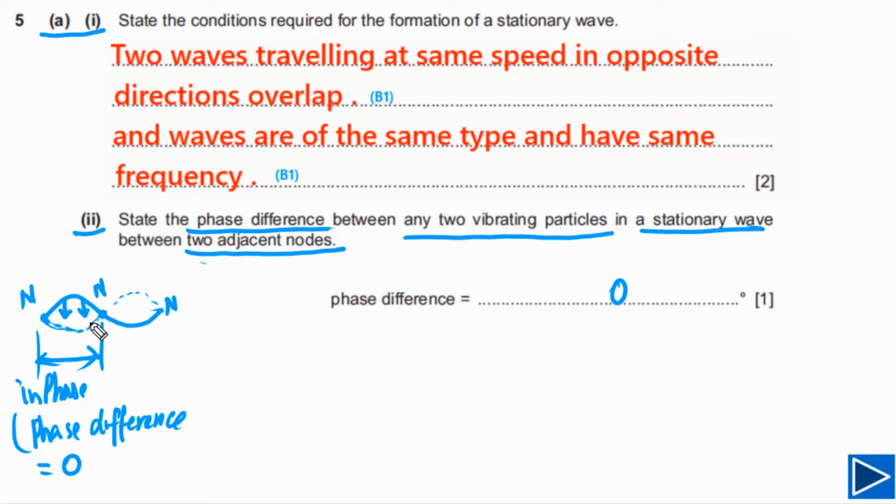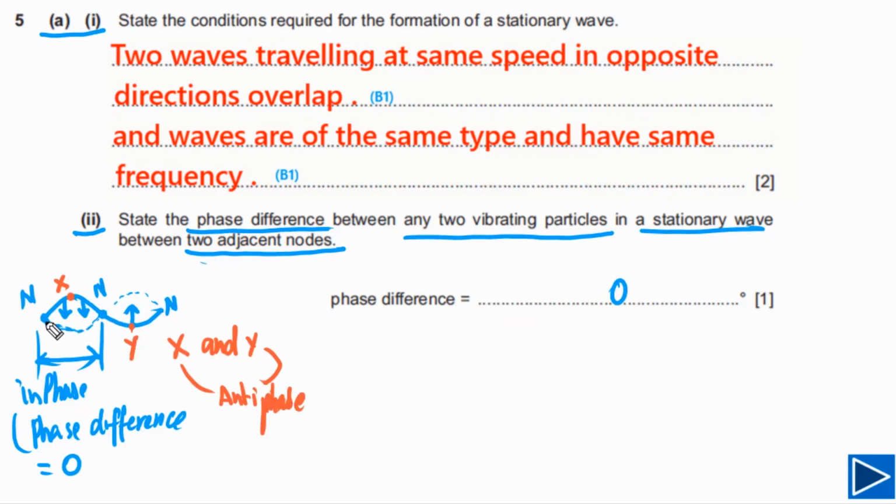But if you look at particles between the next two nodes, when these particles are at the peak, these particles will be at the lowest point. And after that, they will start moving up. Let me explain a little bit more about that. Let's say this is particle X, and let's say we have one particle here, that is particle Y. X and Y are in antiphase.